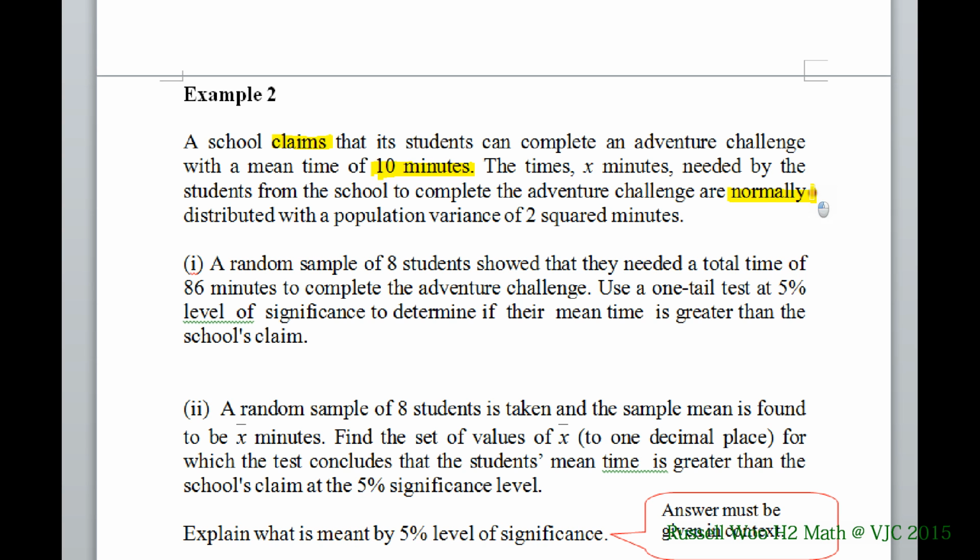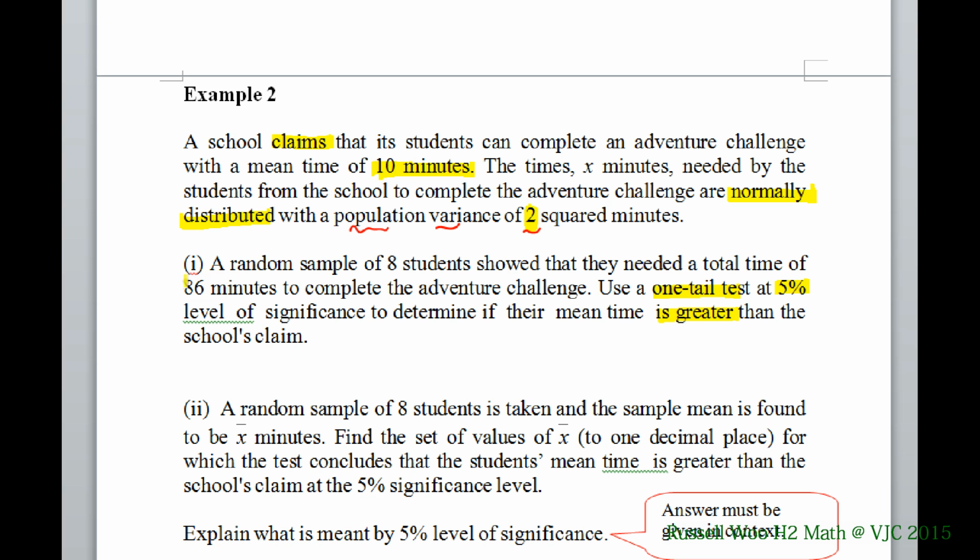The time is normally distributed. The moment you see this, you realize that since the population is normally distributed, you don't need to use central limit theorem. Correct? And you know this variance. This is population variance, very clear. Population variance is 2. It's given. Now, you want to conduct a one-tail test at 5% level to determine if it's greater.